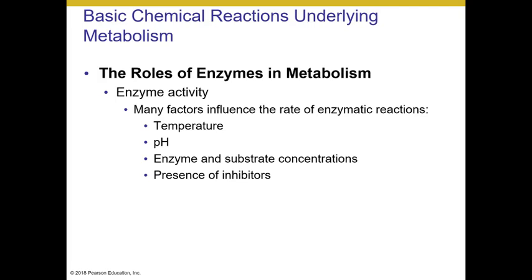Enzymes are picky. Their activity depends on temperature. Too hot, they denature, unfold. Too cold, they slow down. pH. Each enzyme has an ideal pH. If it's too acidic or basic, it won't work. Concentration. The more enzymes and substrates, the faster the reaction, up to a point. Inhibitors, chemicals that block or slow enzyme activity. Think of enzymes as Goldilocks. They need conditions to be just right.